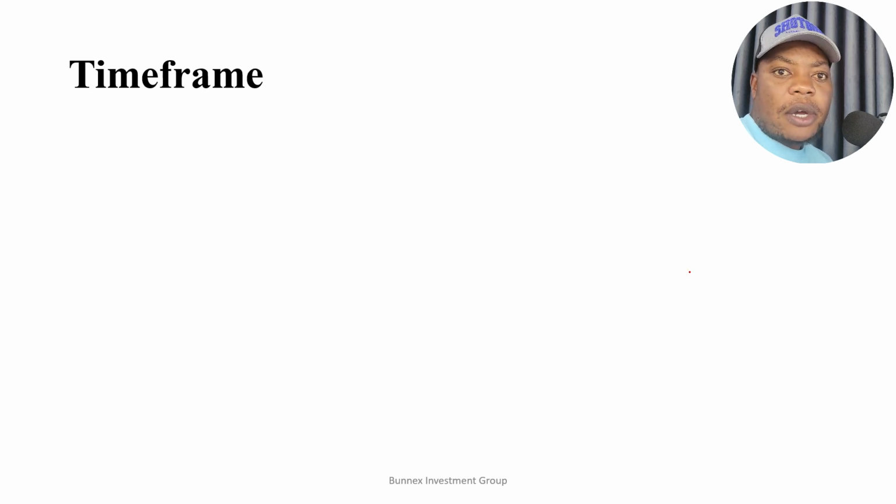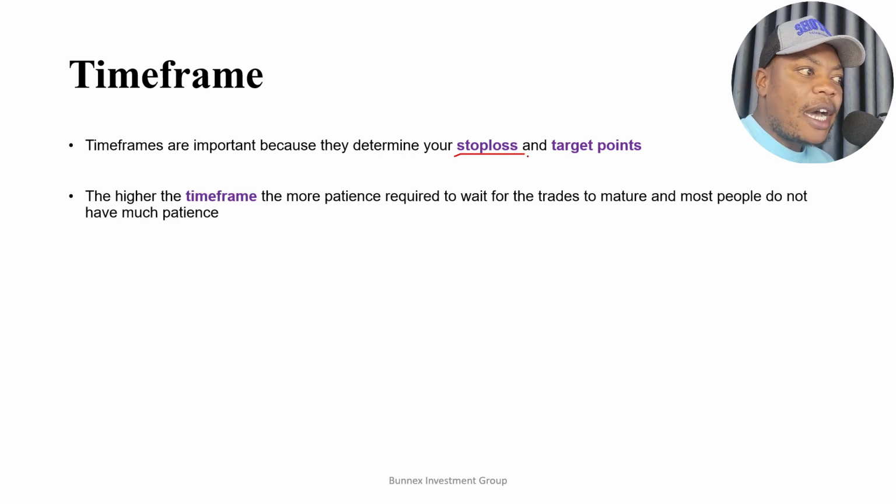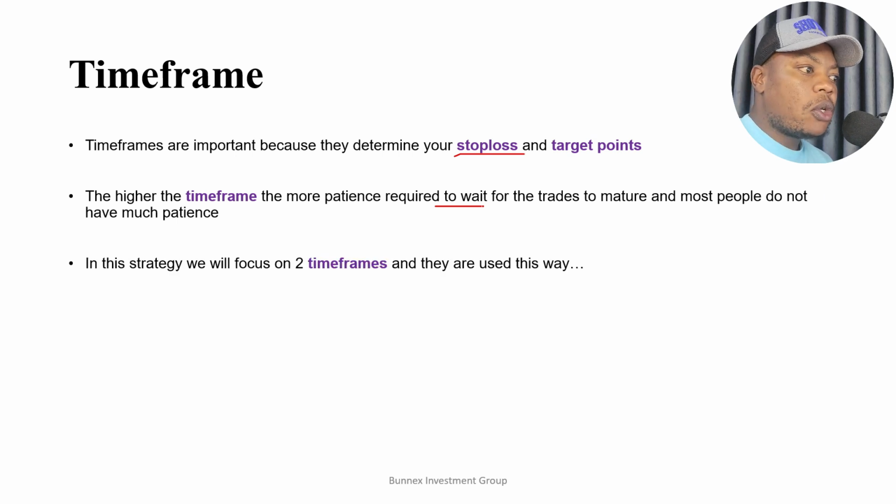All right, the first thing that we are going to talk about is the time frame of observation, because time frames are important. They determine your stop loss as well as your targets. The higher the time frame, the more patience required to wait for these trades to mature, and most people do not have much patience. Are you patient enough to wait for a trade that will move for weeks or months? Definitely not. So you need to focus on these two time frames, and they are used in this particular way.